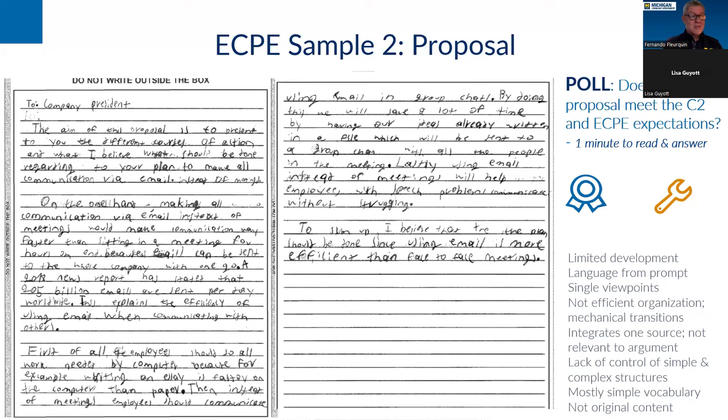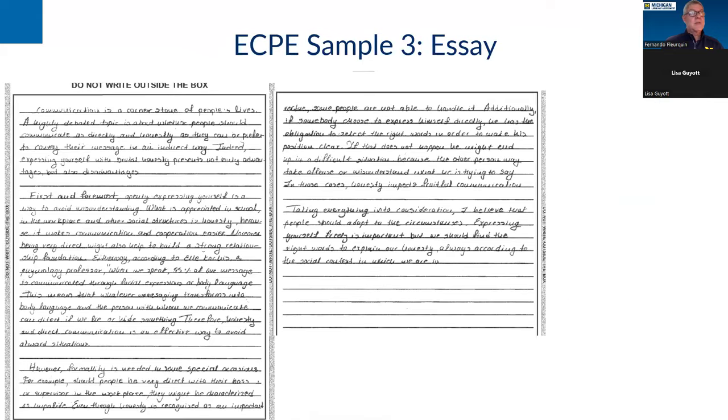Then, the total number of emails sent worldwide doesn't mean that those are efficient ways of communicating ideas. It's just the number of emails that are sent out. And sending even more emails might not necessarily contribute to solving the problem. So it's not really well developed, and it's not clear how the source is supporting that idea. It integrates one source, but it's not relevant to the argument. There's a lack of control of simple and complex structures. It's mostly simple vocabulary, not much original. So this is definitely not meeting the expectations of ECPE or C2 level.